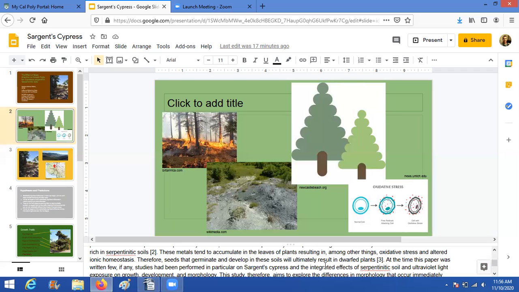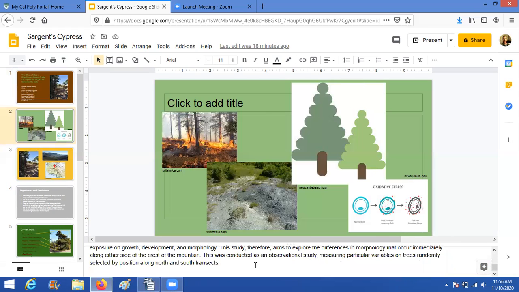At the time this paper was written, few, if any, studies had been performed in particular on Sargent cypress and the integrated effects of serpentinitic soil and ultraviolet light exposure on growth, development, and morphology. This study, therefore, aims to explore the differences in morphology that occur immediately along either side of the crest of the mountain. This was conducted as an observational study, measuring particular variables on trees randomly selected by position along a north and south transect.